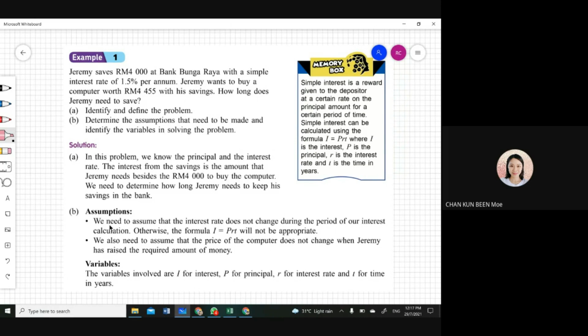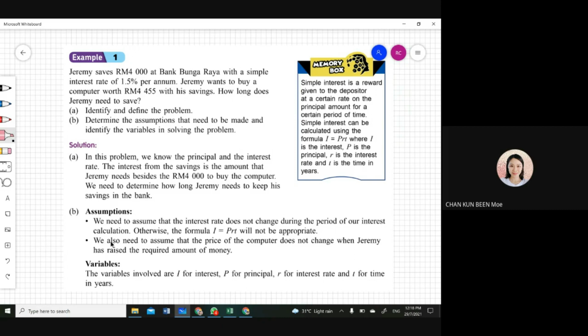So, assumption: we need to assume that the interest rate does not change during the period of our interest calculation. Otherwise, the formula I equals PRT will not be appropriate because this will not be simple interest anymore. You have to use compound interest already.